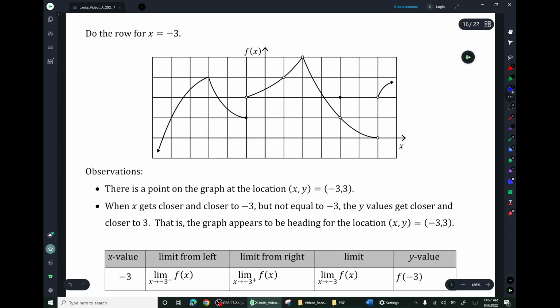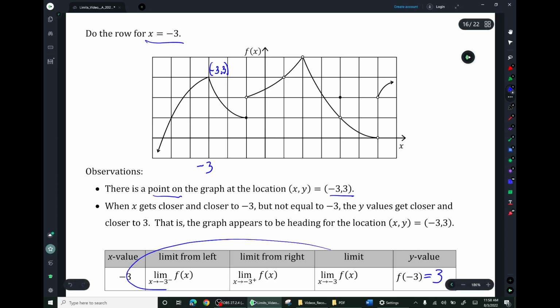Let's go on. Now we'll do a new row of the table, the row of the table for x equals minus 3. This row, let's fill in all the cells. Well, we need to find the y value when x is minus 3, so we identify the grid line where x is minus 3. That's this grid line. And we see that there's a point on the graph at the location negative 3, 3. So that tells us that the y value when x is minus 3 is the y value of 3. So we put a 3 in that cell.